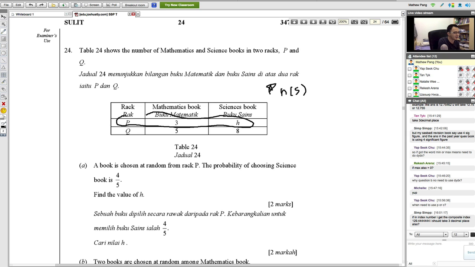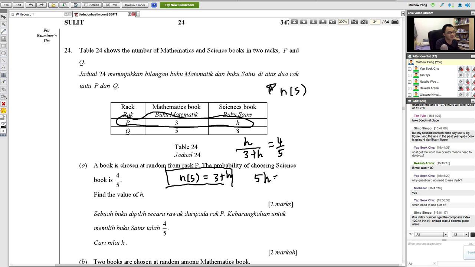If you choose from the rack P, my sample space in this case will be 3 plus H, right? So the total books I have is 3 books plus H. If H is 10, in total I have 13 books. This is the idea. So the probability of choosing the science book will be 4 over 5. So my science books I have H, over my total 3 plus H, will equal 4 over 5. Then you just solve this one, and you can easily get H. So that's why I say take the correct sample space. You can straight away make the whole question look so easy.